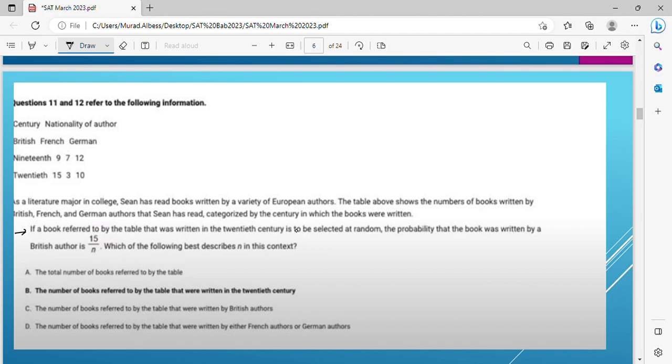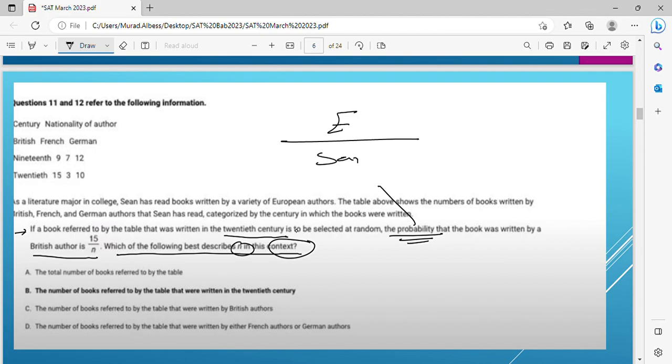If a book referred to by the table that was written in the 20th century is selected at random, the probability that the book was written by a British author is 15 over n. Which of the following best describes n in this context? For probability, the rule is always the event over the sample space.